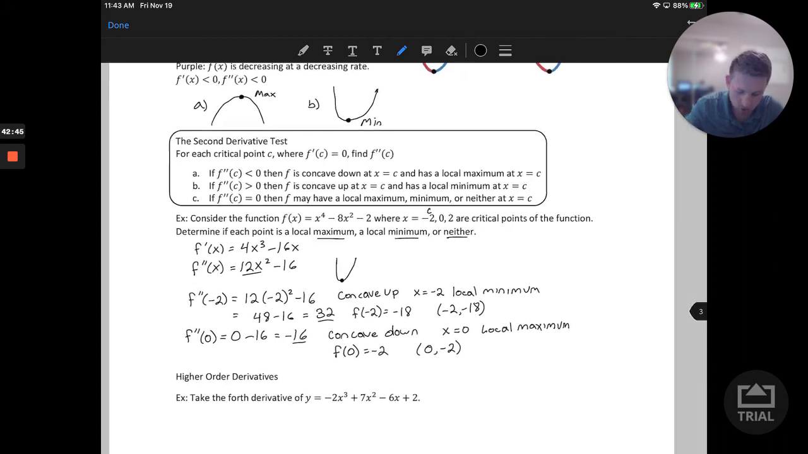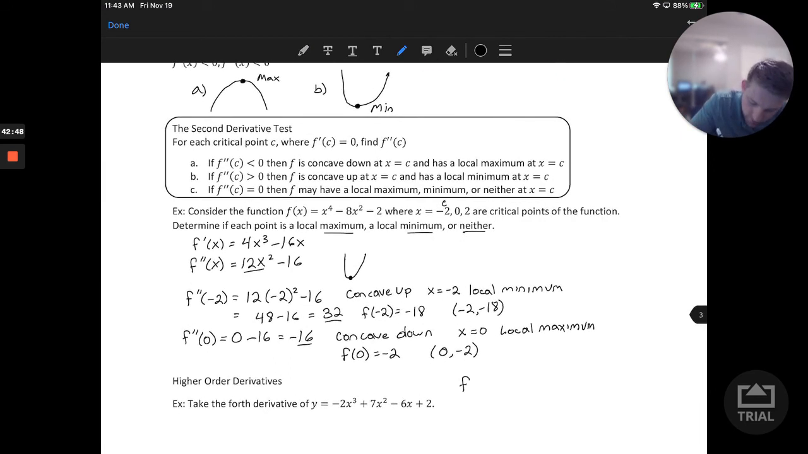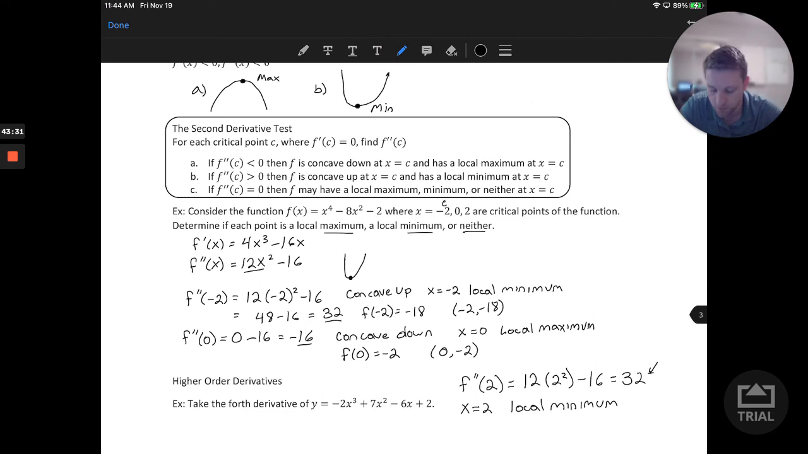The last portion that we want to test is at f double prime of +2. So f double prime of +2. And I think you'll find that this gives us the same result as -2, since this first value is squared. So this will give the same result as f double prime of -2, which is, again, 32. So since that is positive, x equals 2 here will give us a local minimum again. Since this is a positive value, it's greater than 0.